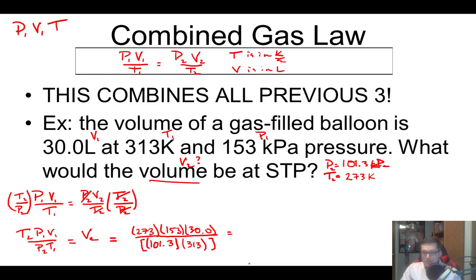And so I got, how many sig figs do we want here? Well, everything's in 3 sig figs, so that makes life easy. So we'll be at 39.5, and the units would be liters because it's the volume. So there's your answer.